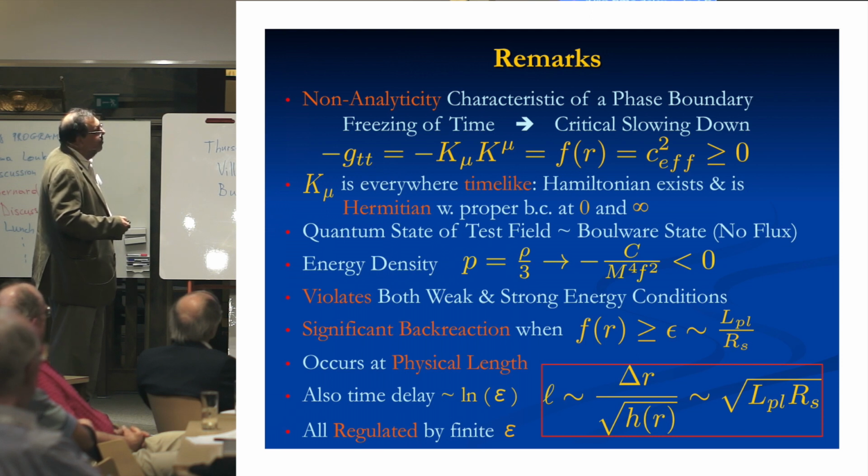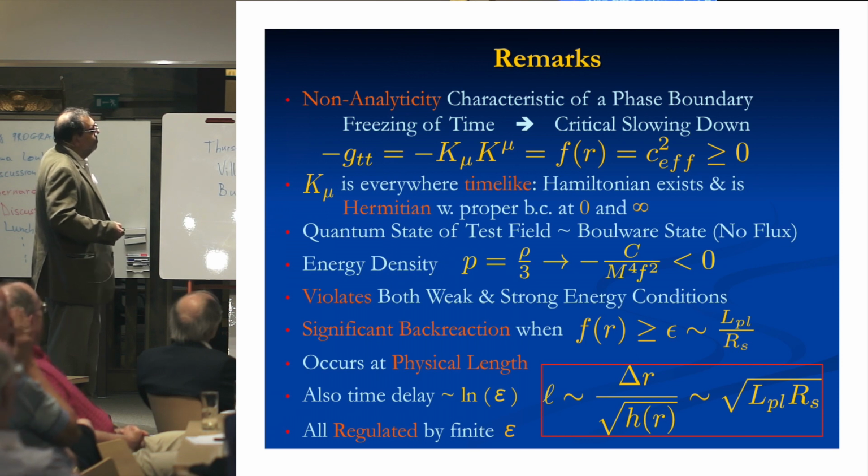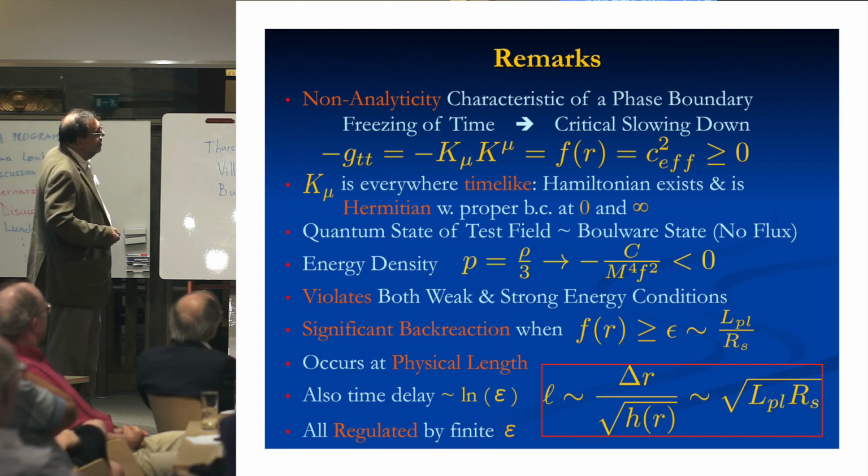It doesn't have to be exactly Boulware, but similar to it than it is to, say, the Unruh or the Hartle-Hawking state. Of course, in such a state, the energy density is again negative and violates the weak and strong energy conditions. Now, what I was going to talk about next, I'm out of time, is putting quantum effects into this. This is, of course, a very simplified model.